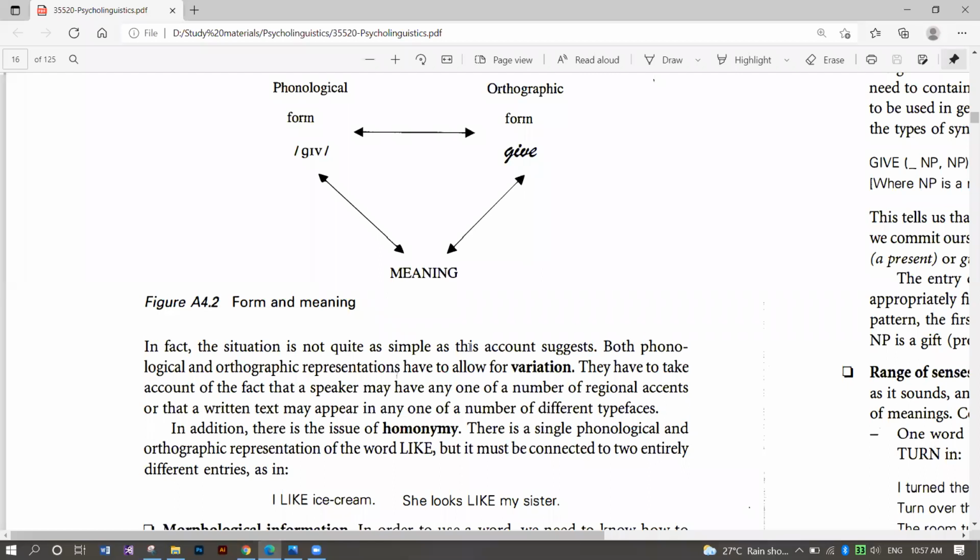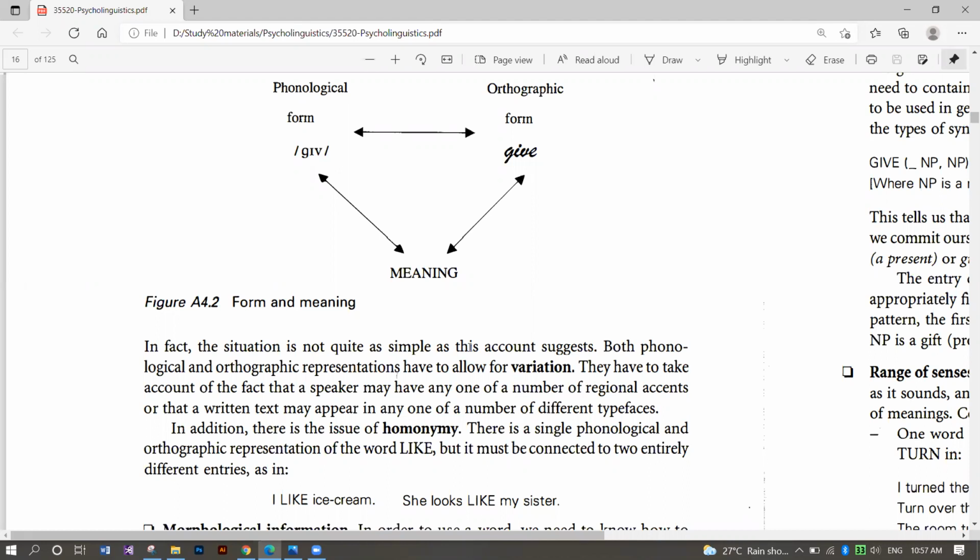Ma'am, can you discuss this variation? Yes, why is there variation in phonological and orthographic representation? Now, if you look at the example of like and like that they have given, sometimes it happens that this variation is not the same.